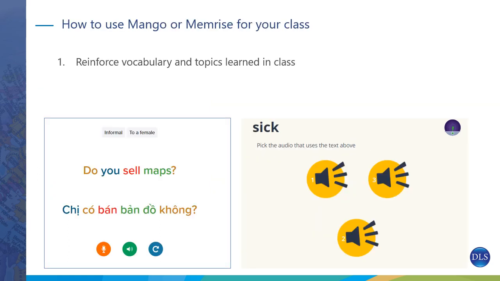So how would you use Mango or Memrise for your class? Just like Head Start and Rapport, these programs are very focused on vocabulary learning and retention. So the best way to use them would be to probably reinforce vocabulary and topics that you've already taught. So if Mango or Memrise have a program that reinforces a topic that you've already covered, you may want to assign your students to do that particular course or module or lesson for homework or during semi-autonomous time.